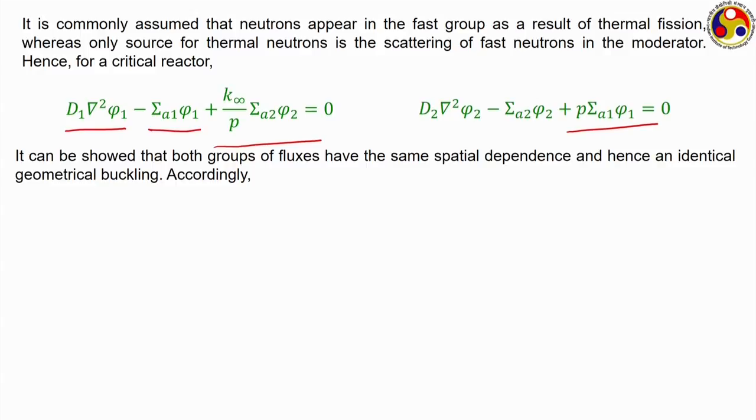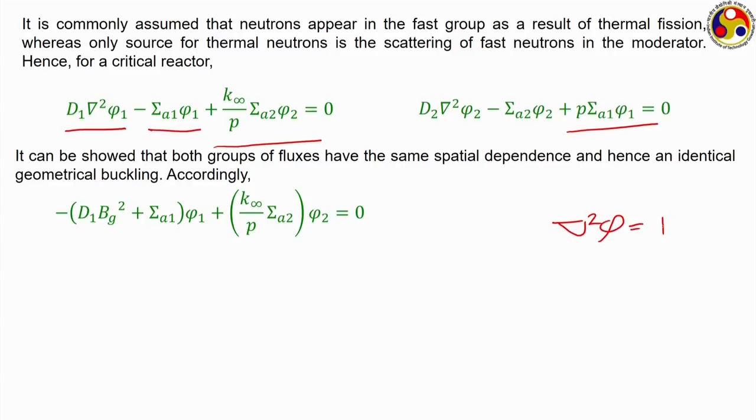Now, both the fluxes generally show the same kind of spatial dependence and hence have an identical geometrical buckling. Accordingly, the first equation takes this particular form. Here we have the Laplacian of phi as the buckling times phi, or minus of that rather, or you can also write this plus this is equal to 0, an equation which we have repeatedly used.